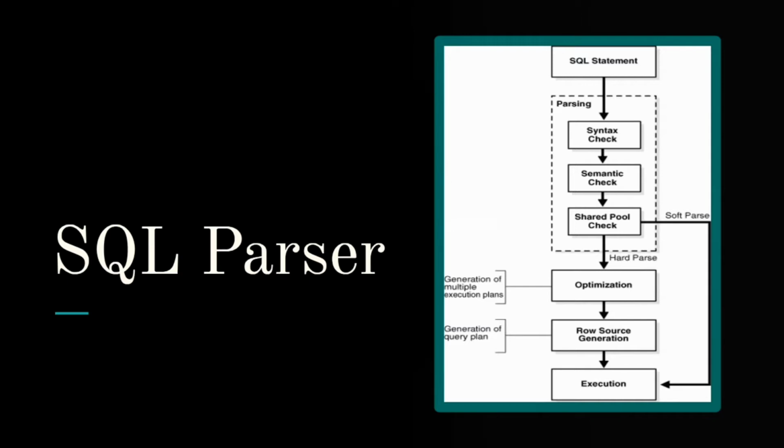After the procedure of parsing is over, it can undergo either soft parsing or hard parsing. If it's a soft parsing method, then it can directly be executed. But if it's a hard parse, then the parsing is followed by optimization, where generation of multiple execution plans takes place. After the optimization, row source generation takes place, in which the query plan is generated. Finally, it passes through the execution phase.